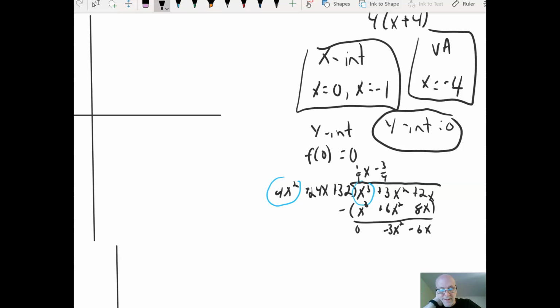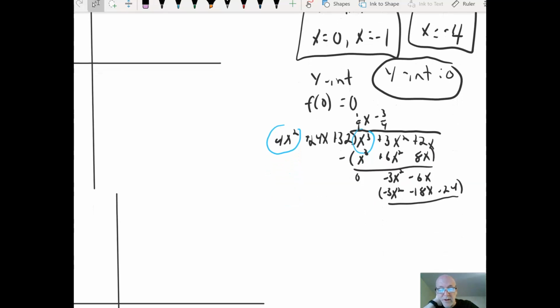We can multiply this negative 3/4 out, and we get negative 3x squared. 3/4 of 24, the 4 cancels, we get negative 18, so that's minus 18x. And then 3/4 of 32 would be negative 24. And that doesn't all matter because we're just going to subtract and we're going to get a remainder. And remember, the remainder goes to 0. We don't need to worry about the remainder. We've actually already found our oblique asymptote.